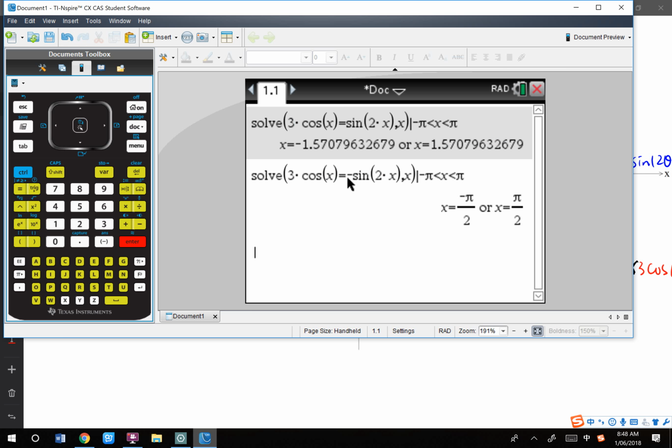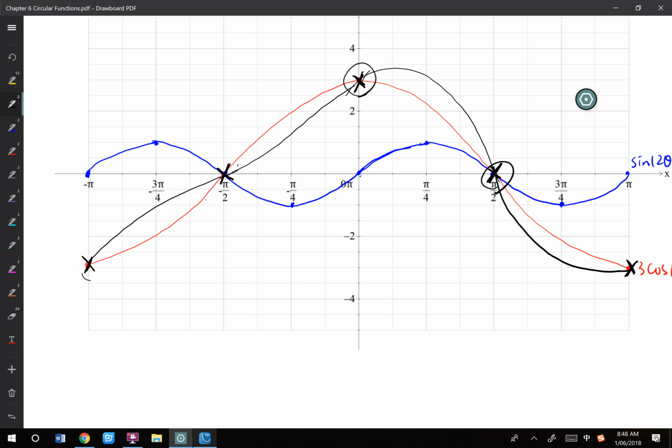And I checked that in the calculator. I solved 3 cosine x equal to the negative of the other one. The only values I solved out are at 0, negative pi/2 and pi/2, which means there's no other place where positive and negative have the same value. Therefore, there's no other x-intercept. But that's information I just know because I used the calculator to find it.